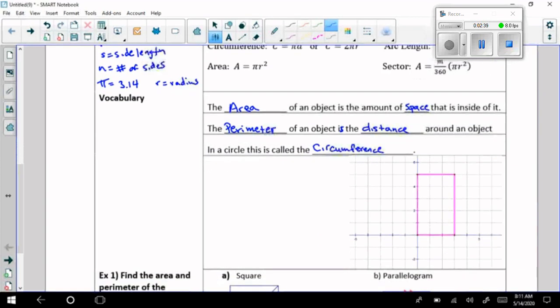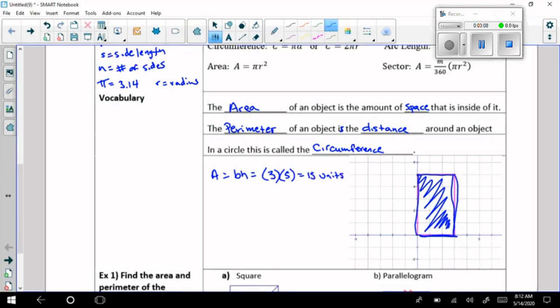All right, so since area is 2-dimensional, you're looking at that space inside. So like this is a rectangle. So its area is base times height, and its perimeter is adding up all 4 sides. So base times height for this will be 3 by, is that 6? Oh, 5, sorry. So 15 units squared.